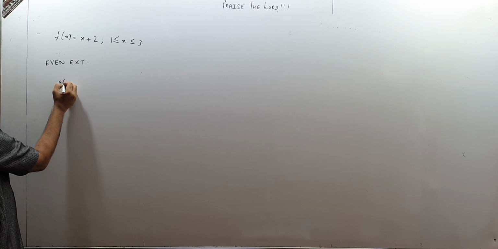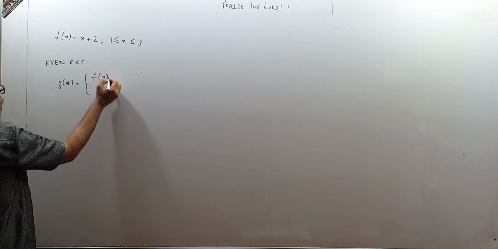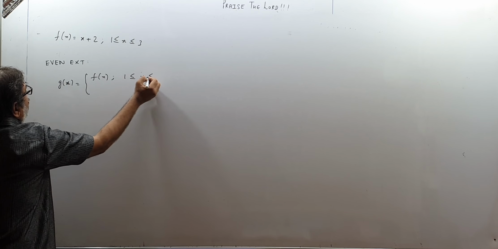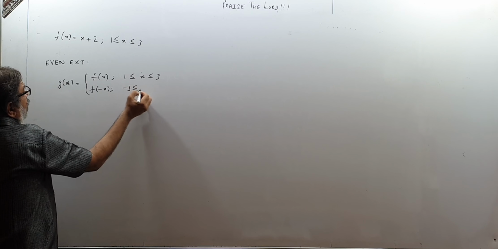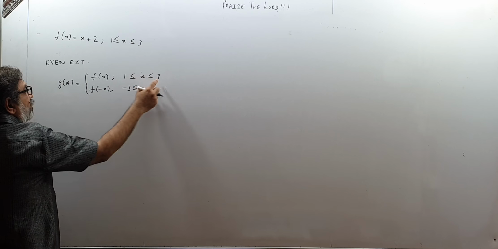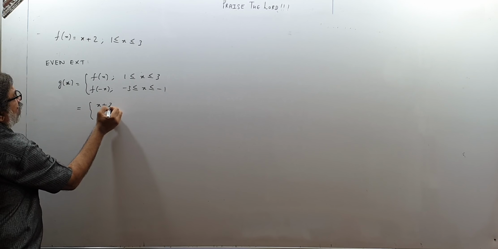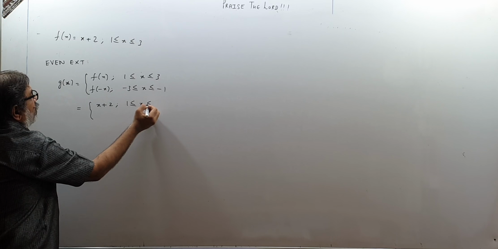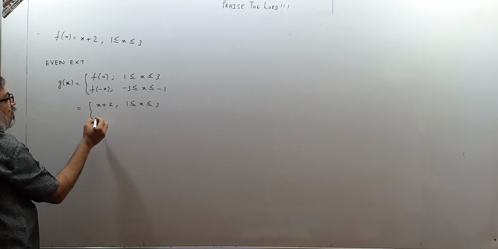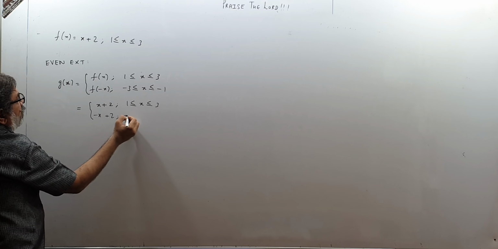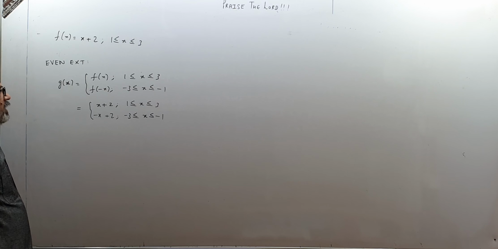So I know g(x) will be equal to f(x) when 1 less than or equal to x less than or equal to 3, and f of minus x when minus 3 less than or equal to x less than or equal to minus 1, interchanging. So what is f of x? x plus 2, 1 less than or equal to x less than or equal to 3. f of minus x, f of x is this much. So this will be minus x plus 2, minus 3 less than or equal to x less than or equal to minus 1. This is the formula for even extension.